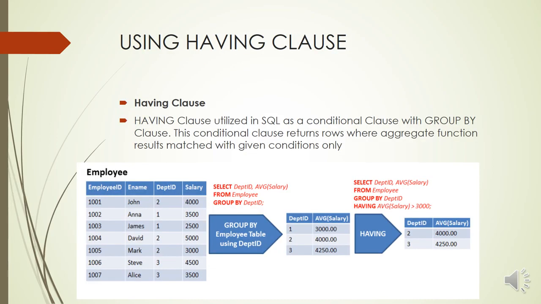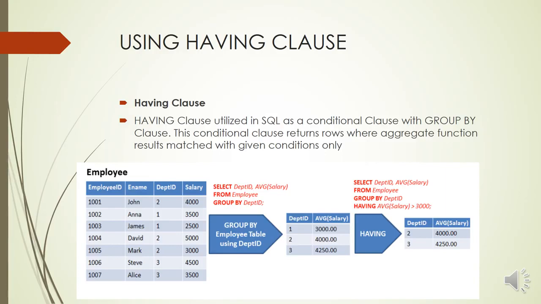Now using the HAVING clause, the same example has been reinforced using a HAVING clause. The HAVING clause is utilized in SQL as a conditional clause with a GROUP BY clause. This conditional clause returns rows where the aggregate function result matches the given conditions only.